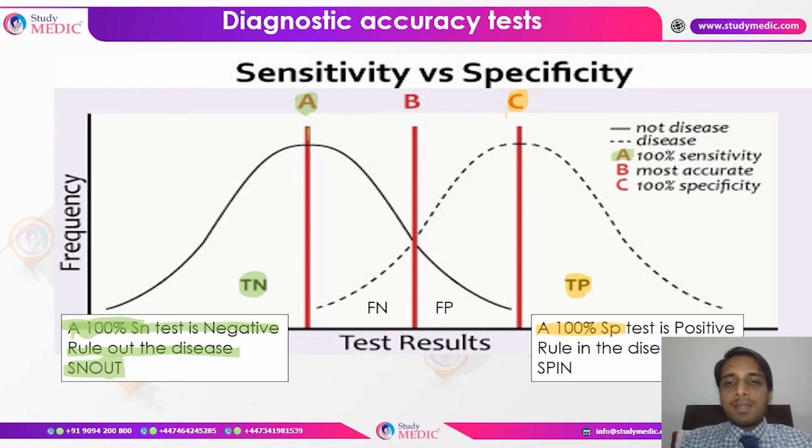Then if that 100% specific test is positive, then you can rule in the disease. You can remember it as specific rule in the disease, SPIN. So to reiterate, if a 100% sensitive test is negative, you can rule out the disease. If a 100% specific test is positive, you can rule in the disease.